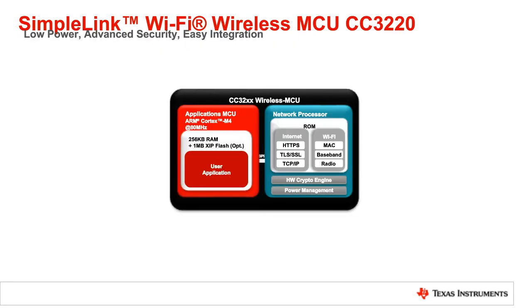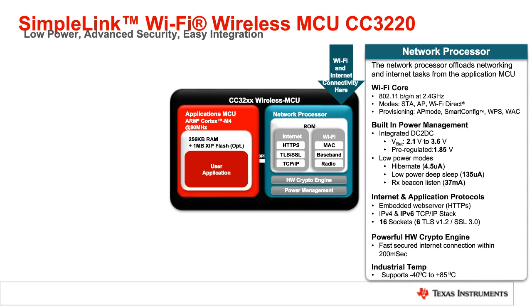Now let's look at the architecture of this SimpleLink Wi-Fi TC3220 that is enabling low power and applications to run on 2-way batteries for several years and also provides several security features. What is its architecture? First, it has 2 cores within one single IC: the application MCU based on ARM Cortex-M4 and the network processor. First, let's look at the components within the network processor. This network processor offloads all networking and internet tasks from the application MCU.